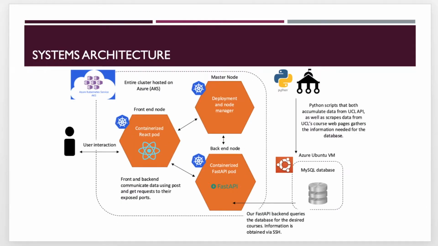This is our systems architecture diagram. There are two main sections to it. Firstly, there's a Kubernetes cluster that hosts our React front-end and FastAPI backend. The cluster is being hosted on Azure's Kubernetes service, which allows the project to be easily scaled up or down.